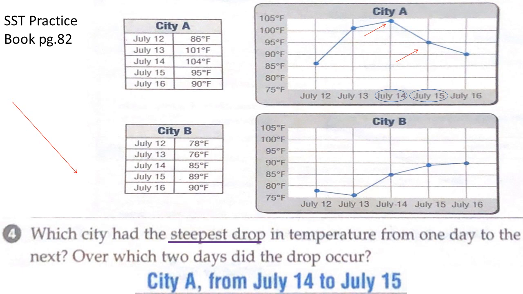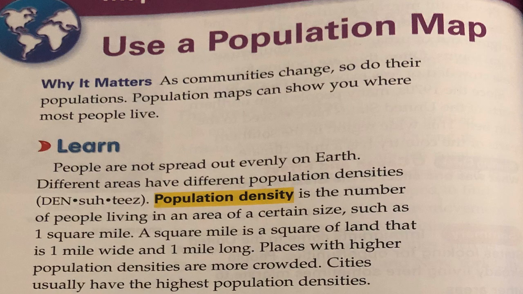Great. All right, grade 3, now that we're done with the line graph, let's look at the population map. Please make sure that you pause and read this piece of information. You need to understand it. You should know what these terms mean in order to solve the next page. So let's read together why it matters.